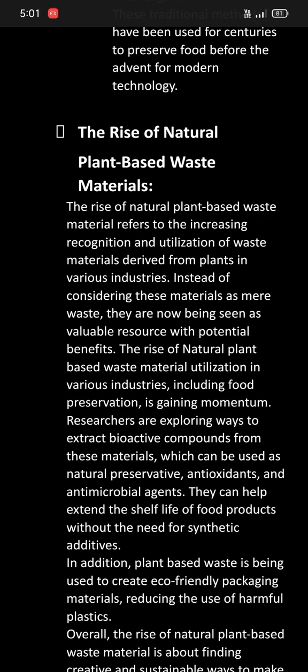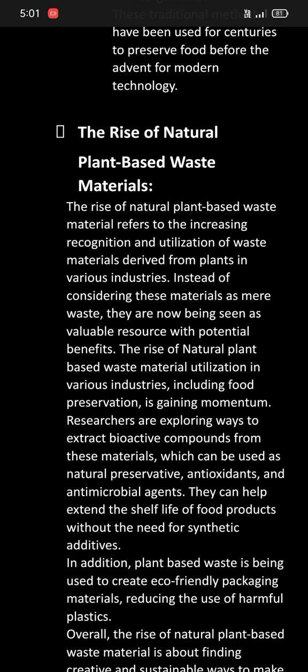The rise of natural plant-based waste material. The rise of natural plant-based material refers to increasing recognition and utilization of waste material derived from plants in various industries. Instead of considering these materials as waste, they are now being seen as valuable resources with potential benefits. The rise of natural plant-based waste material utilization in various industries, including food preservation, is gaining momentum.